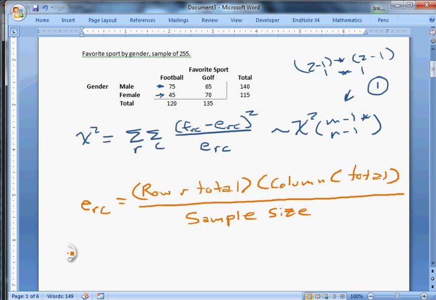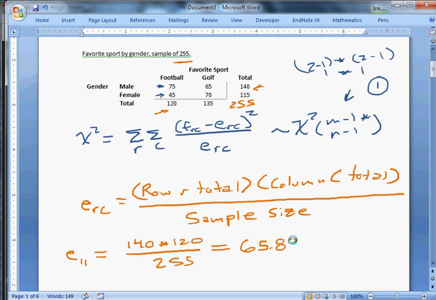So the expected frequency for men who prefer football, row 1, column 1, is going to be row 1 total, 140, times column 1 total, 120, over 255, sorry, the sample of 255, which you can get by adding these together. Now, if you plug that in, 140 times 120 divided by 255, you're going to get 65.88 something. It gets long if you really go along with it.